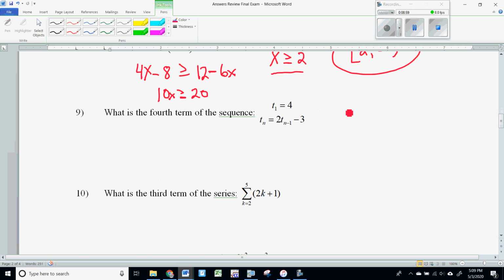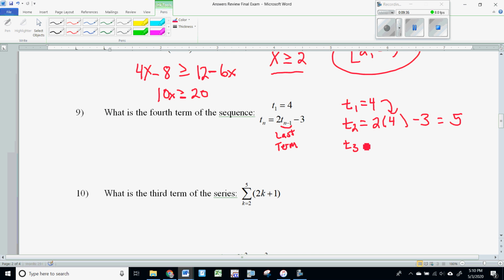Next, we have a sequence that's recursive. So remember, this t sub n minus 1 is just a fancy way of saying the last term. So t sub 1 is 4. T sub 2 is 2 times the last term minus 3. So that's our last term, and 8 minus 3 is 5.